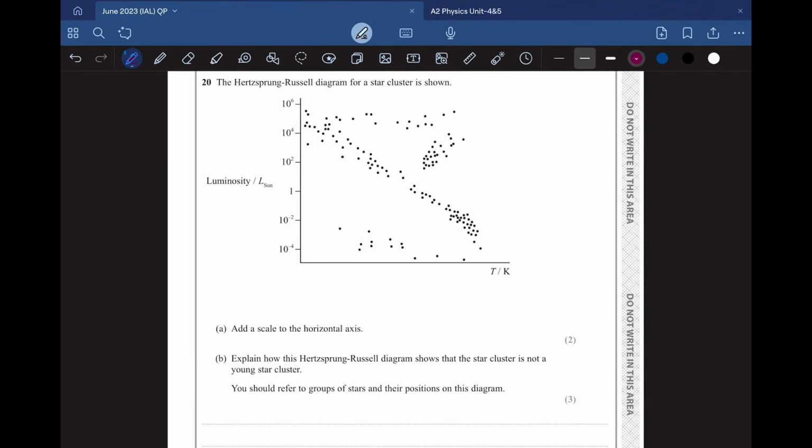Alright guys, now let's have a look at this question. It says the Hertzsprung-Russell diagram for a star cluster is shown. So basically this is a star cluster question. The luminosity has been given, and they have given us the temperature in Kelvin on the x-axis. Question A says add a scale to the horizontal axis. Now this is a very important question. These types of questions are very common in recent years.